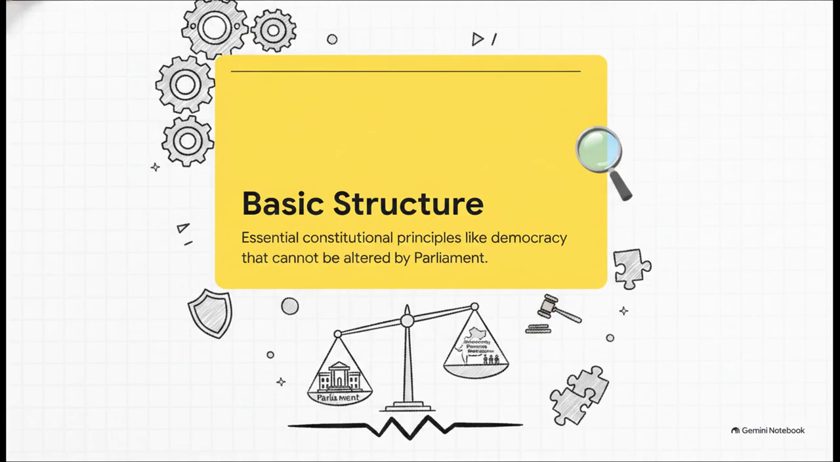A really crucial concept here is understanding how the Constitution protects itself. And that brings us to the basic structure doctrine. See, even though the Parliament has the power to amend the Constitution, it absolutely cannot alter its essential principles, things like India's sovereignty, its democratic nature, and secularism. It is a brilliant, impartial safeguard meant to limit legislative power and protect the very core of our constitutional values.